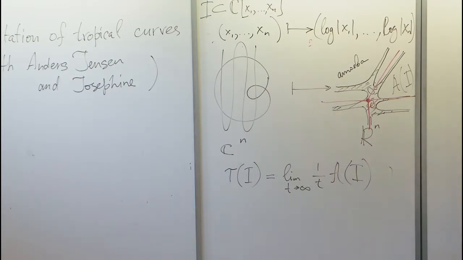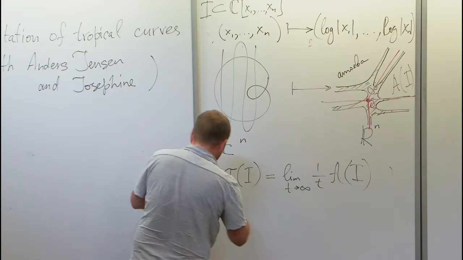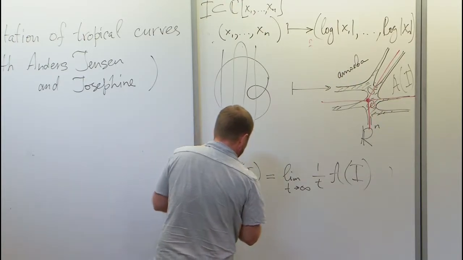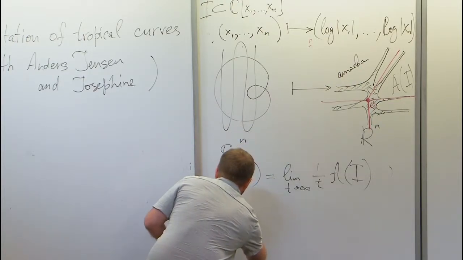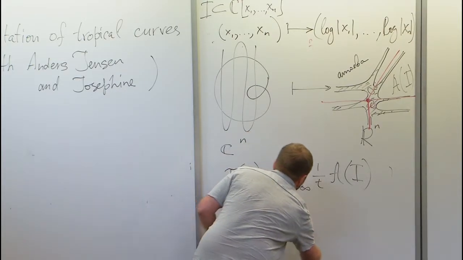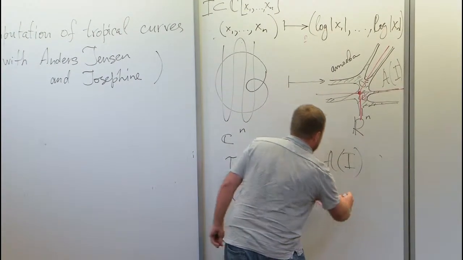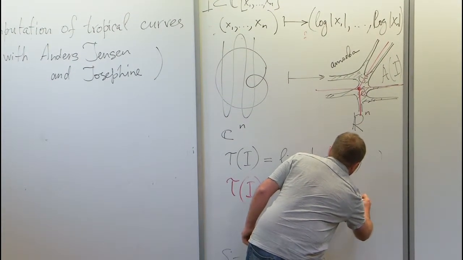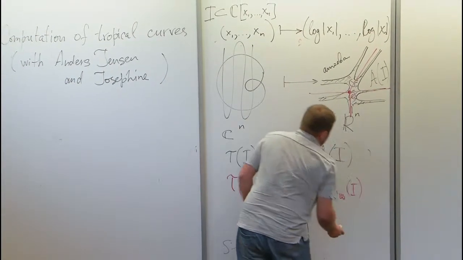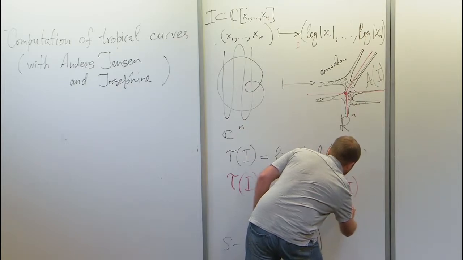What Bernd Sturmfels and Diane Maclagan would do in their book, mostly, is a different definition. They would take T of I to be the set of W's that are in Rn, such that the initial ideal with the weight W contains no monomials.